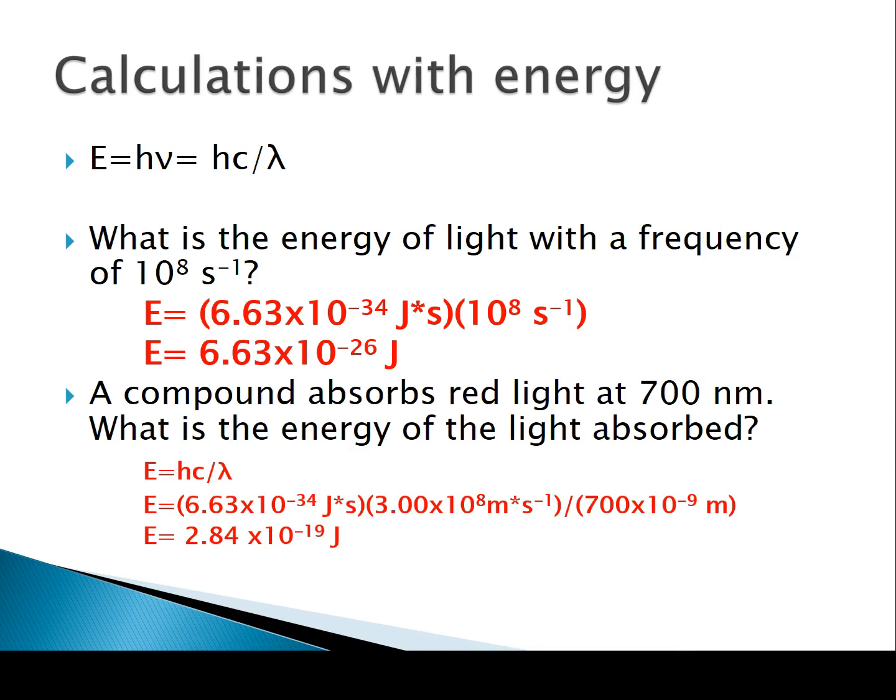Okay, so now we're going to use the portion of the equation that concerns wavelength, and we're going to multiply Planck's constant times the speed of light divided by the wavelength. Now you'll see here that I converted the wavelength in nanometers to meters basically just by putting a times 10 to the minus 9th meters at the end of 700, because a nanometer is one billionth of a meter, or 10 to the negative 9th meters. And when you plug those numbers into your calculator, you'll get 2.84 times 10 to the negative 19th joules.